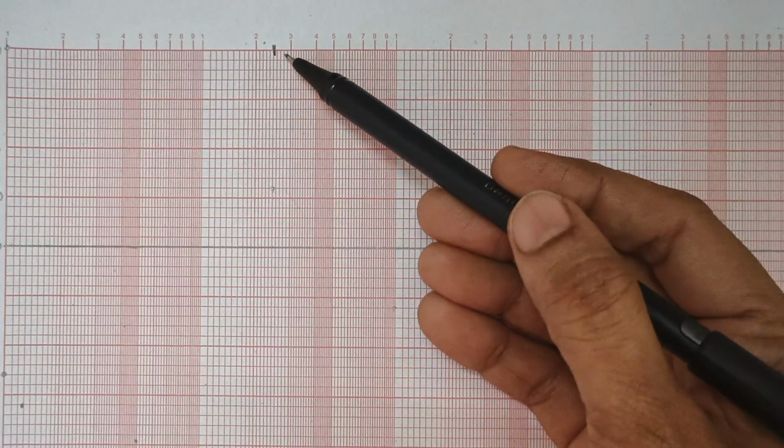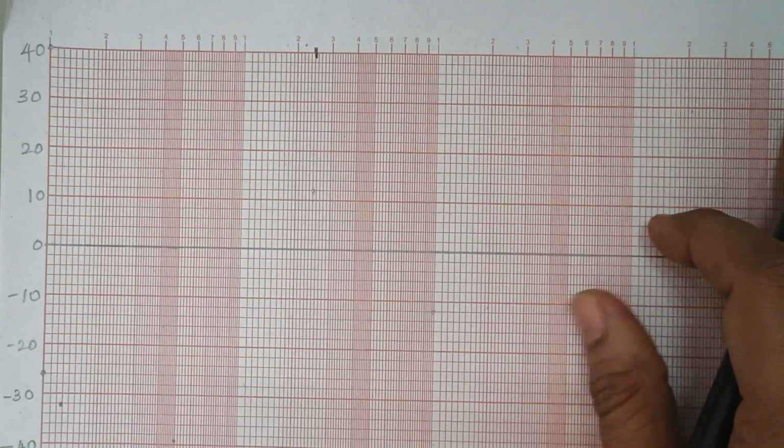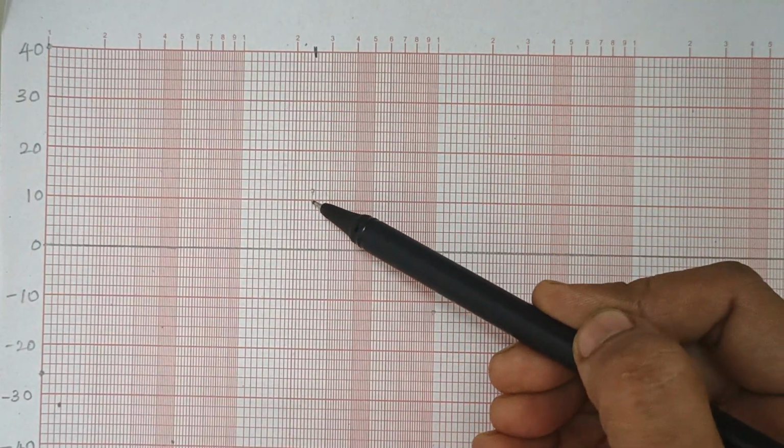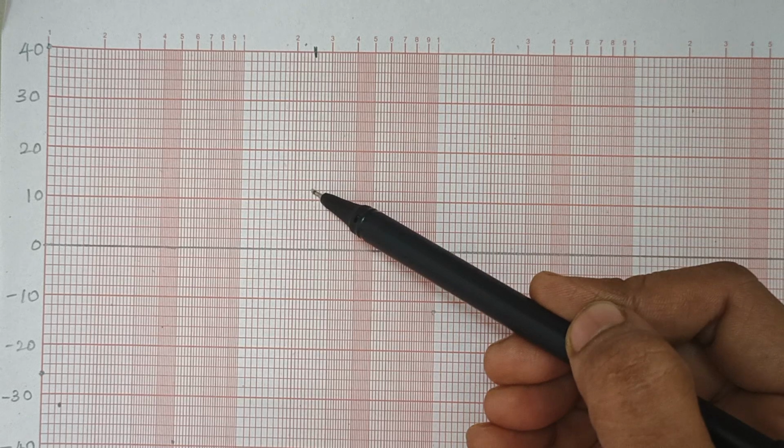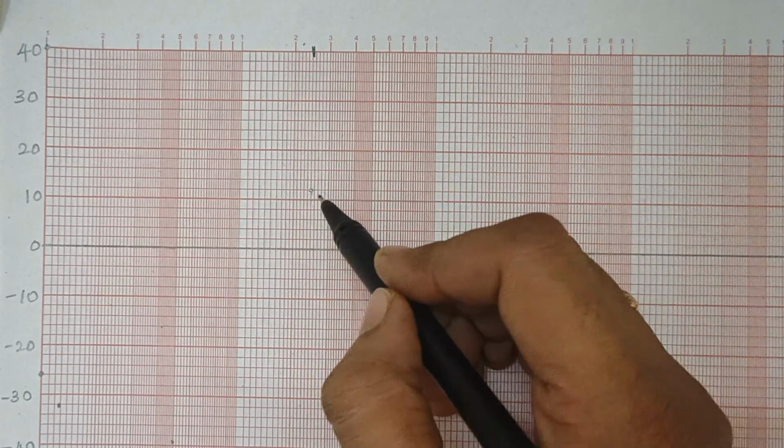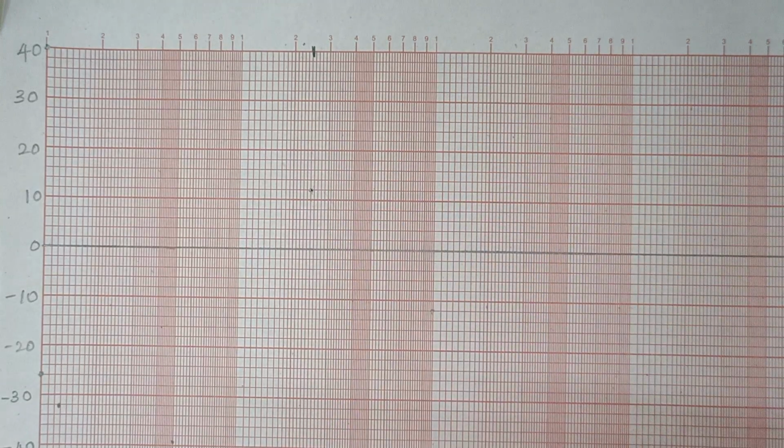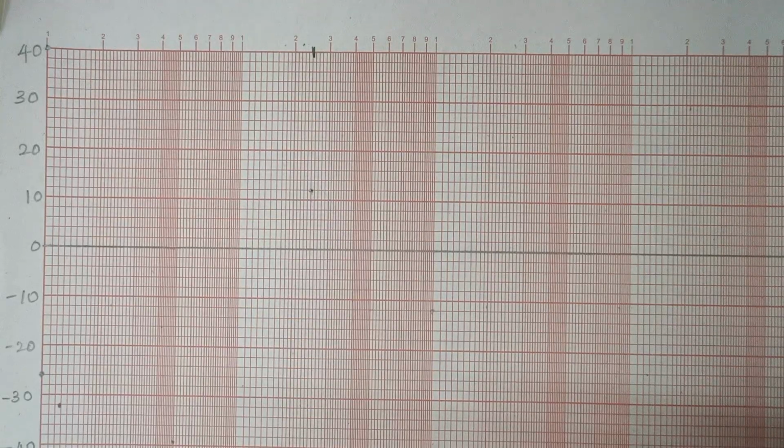So for 2.5 the magnitude is 12 dB. You see, this is 2.5 and this is our 10. So here comes our 12, right? So this is our second point. And the third one is omega is 10 and the magnitude is minus 12.